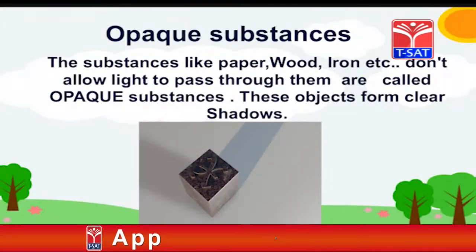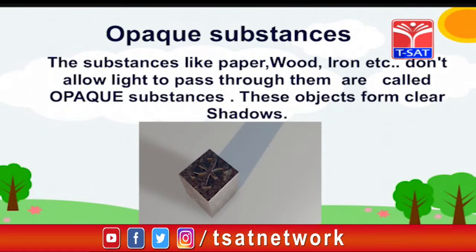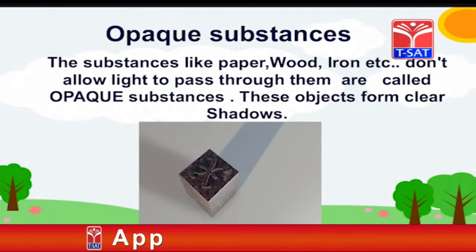As we discussed earlier, what are opaque substances? The substances like paper, wood, iron, etc. that do not allow light to pass through them are called opaque substances. These objects form clear shadows.